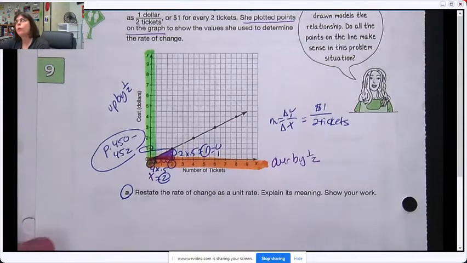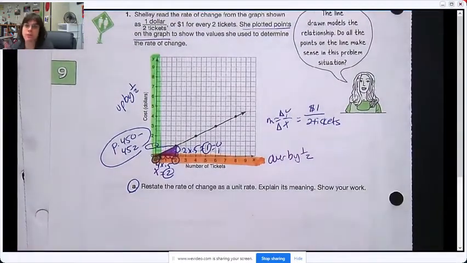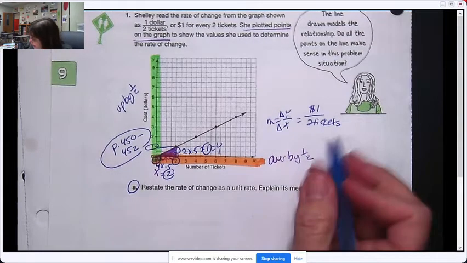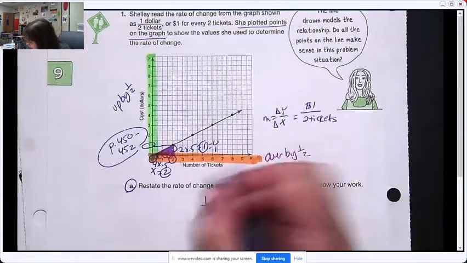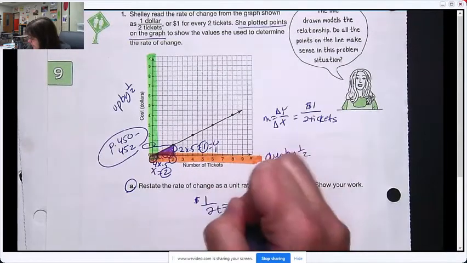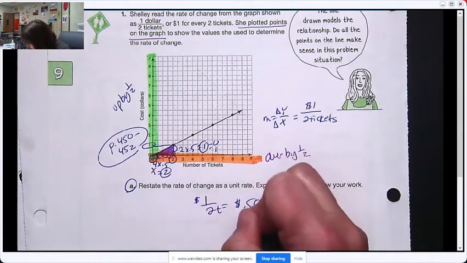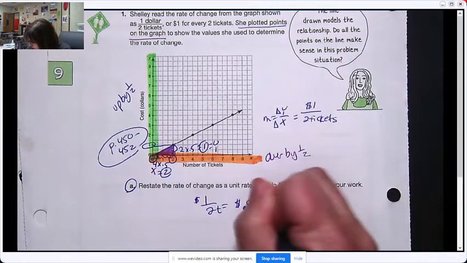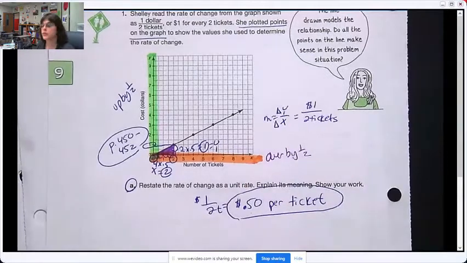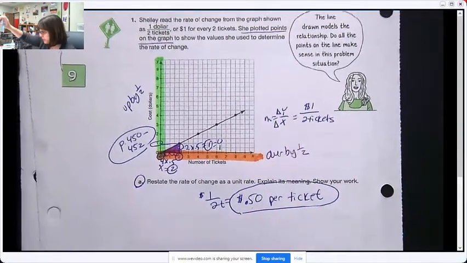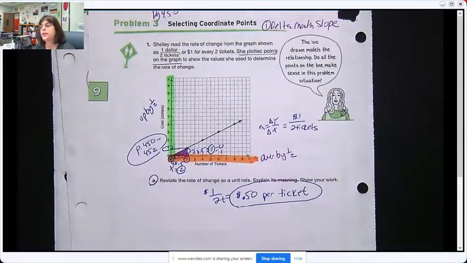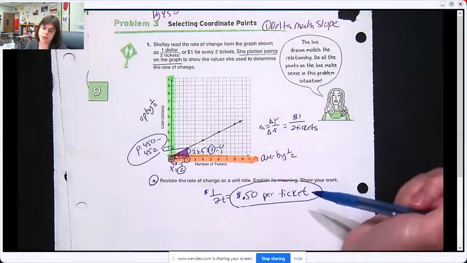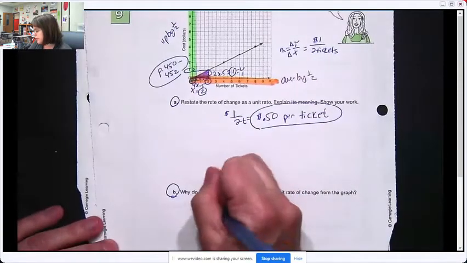Okay? All right, so you're promising me right now that you have in fact worked through this. So if I divide $1 over 2 tickets, that's going to be 50 cents per ticket, right? 50 cents per ticket. Then it says, how can we think she didn't read this from the graph? Because there's not really good points at half. It's easier to always read the rate of change.